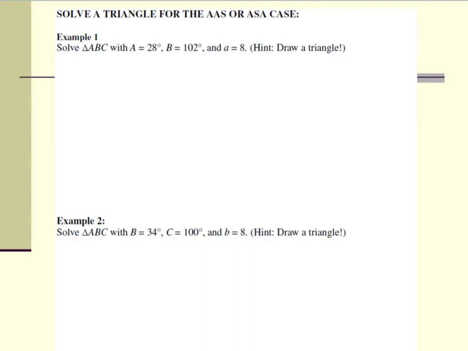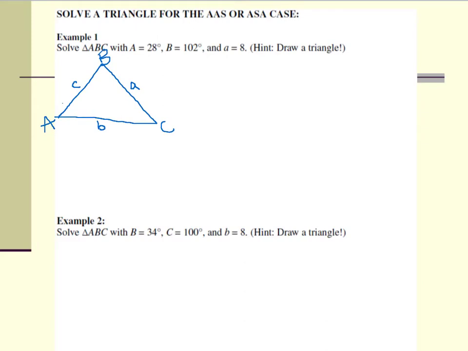So let's try a couple problems. We're going to solve a triangle for the angle-side-angle case. The first thing you need to do is draw a picture of your triangle and label what you need to know. Remember, solving a triangle means find all the missing sides and all the missing angles. So let's draw a triangle here. I'm going to label this A, B, C, and that means this would be little a, this would be little b, and this would be little c.